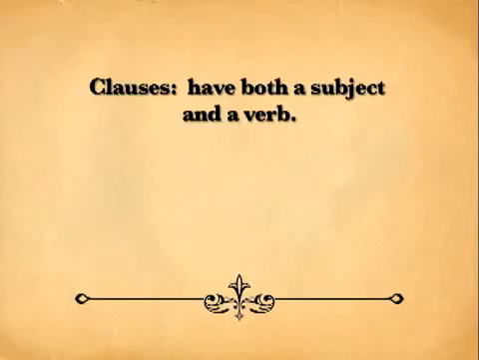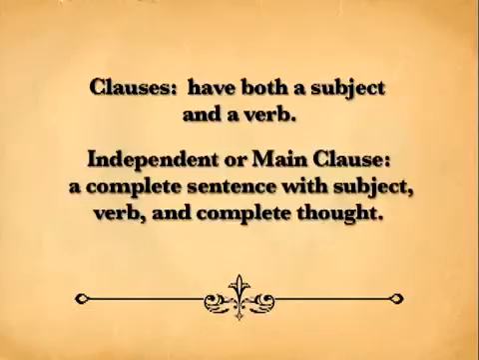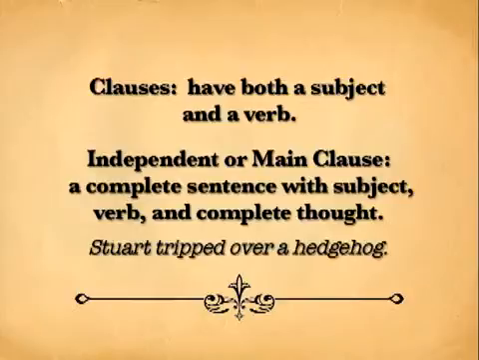All clauses will have a subject and a verb, but the independent clause, also called a main clause or a complete sentence, is a complete sentence. There's a subject and a verb, and also a complete thought. For instance, Stuart tripped over the hedgehog. Tripped is our verb, Stuart is our subject. In addition, we know exactly where he tripped, over a hedgehog.